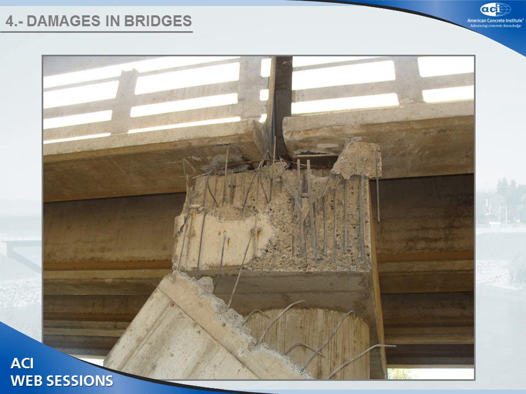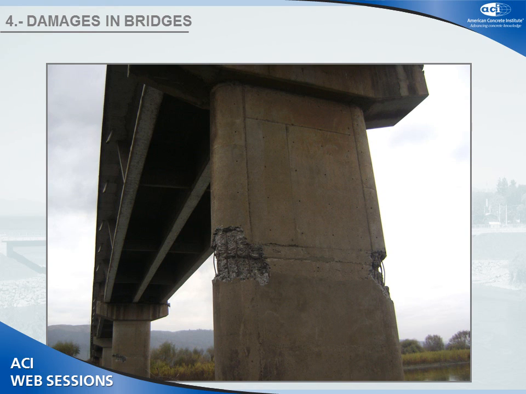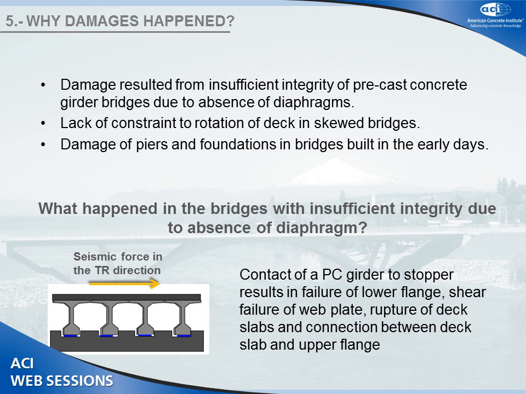This is a failure in a shear pier where the vertical rebars were not confined. This is the same bridge, and you can see the spalling because of that inadequate detail. Why did the damages happen? Damage resulted from insufficient integrity of precast concrete girder bridges due to the absence of diaphragms. The Spanish technique didn't use diaphragms like we used to do in the past. Also, lack of constraint on rotation of the deck in the skewed bridge damaged piers and foundations, etc.